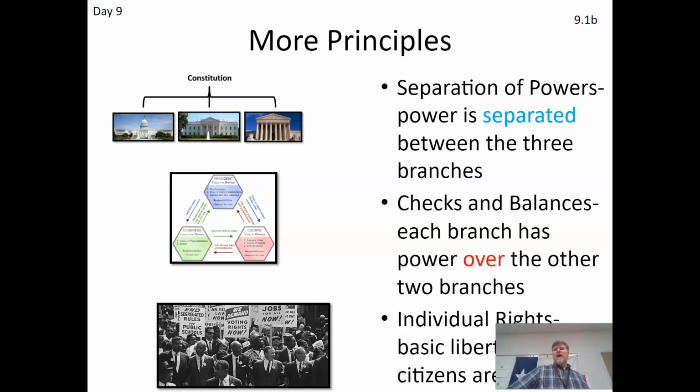Individual rights are important in our system of government, and so basic liberties of citizens are protected. The government was created with this idea that our rights are protected and listed. One of the main ways is through the Bill of Rights that was added, but additionally, the fact that we get to vote and have a voice in our government also helps to protect our individual liberties. Because if somebody passes laws that take away our liberties, then we can vote them out of office and vote people into office that will protect our liberties.